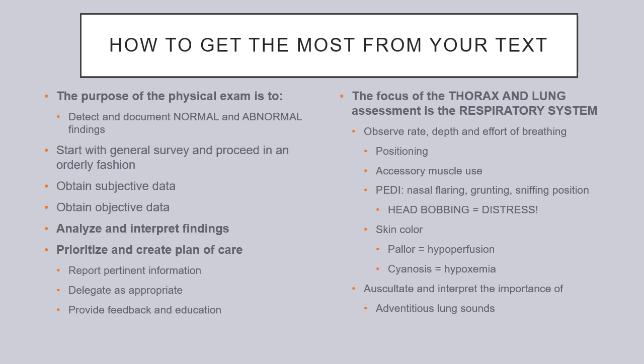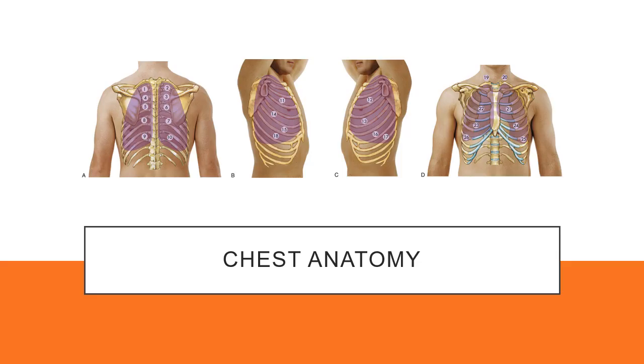Look at the skin color. Pallor indicates hypoperfusion or shock, and cyanosis indicates poor gas exchange and hypoxemia. Auscultate and interpret the importance of adventitious lung sounds. Review the chest anatomy, paying particular attention to the internal and external structures and the landmarks.